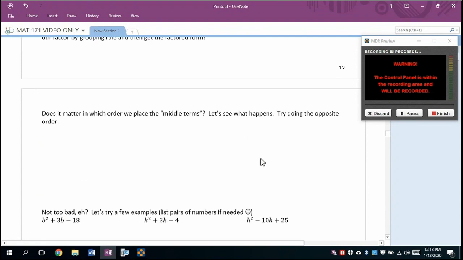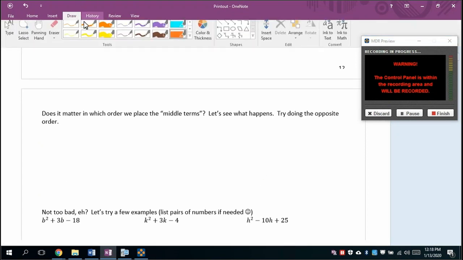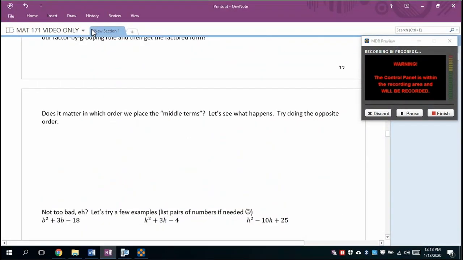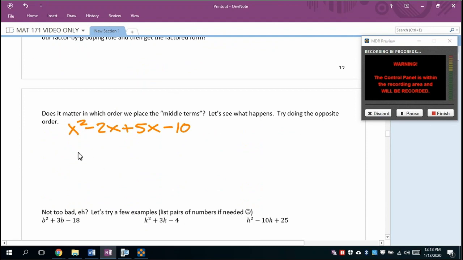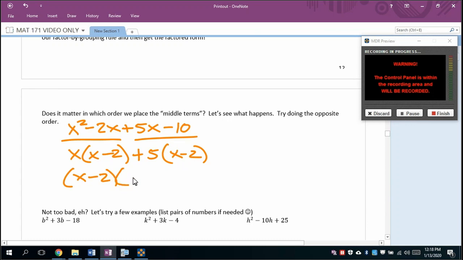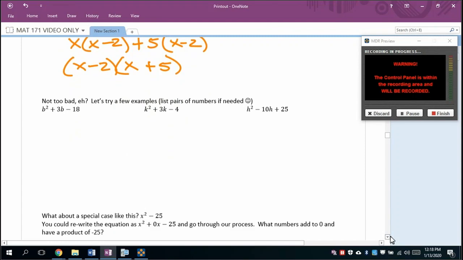So what happens here, it doesn't matter which order we place the middle term. So for instance, in the previous example, if we did x squared minus 2x plus 5x minus 10, it won't matter. Now you're going to have to know how to do this when we get into polynomials where the leading term is not 1. But nonetheless, it is x minus 2 and x plus 5.